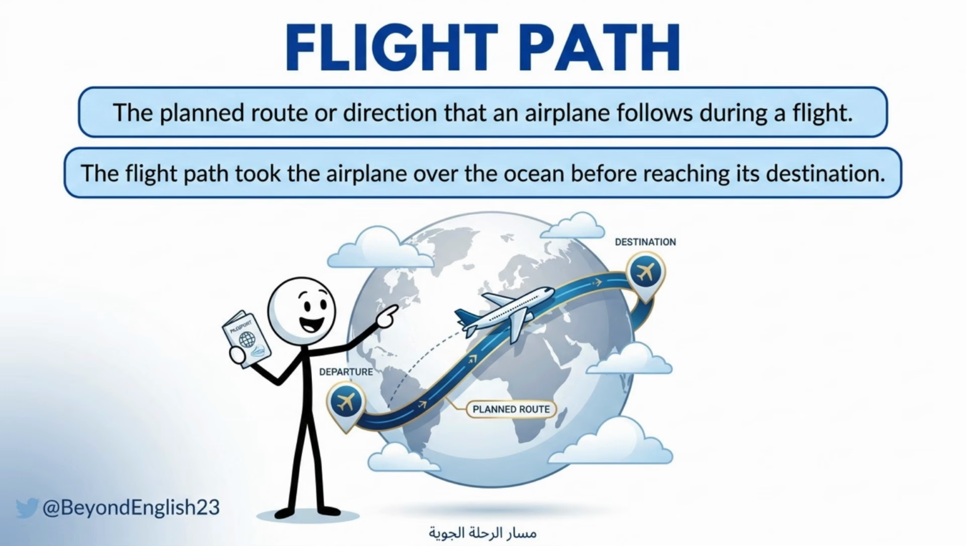17. Flight path. A flight path is the planned route an airplane follows, from its departure point to its destination. It shows the direction that the plane takes. Example, the flight path took the airplane over the ocean before reaching its destination.